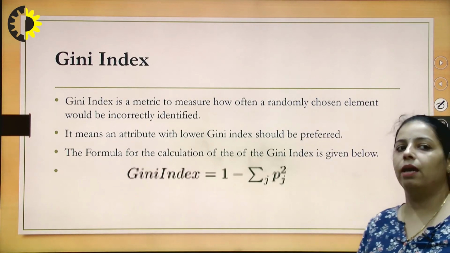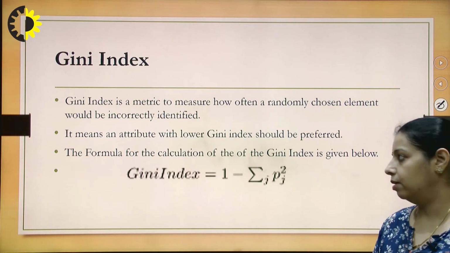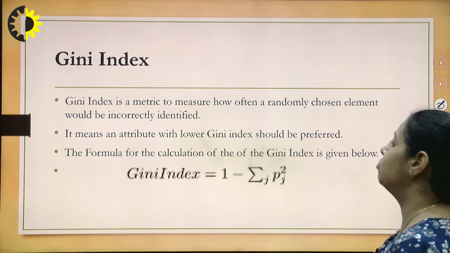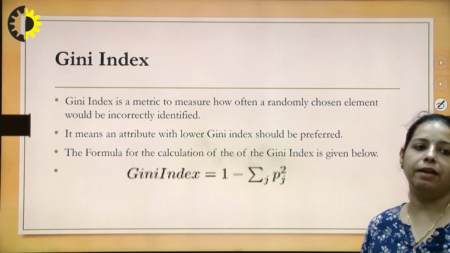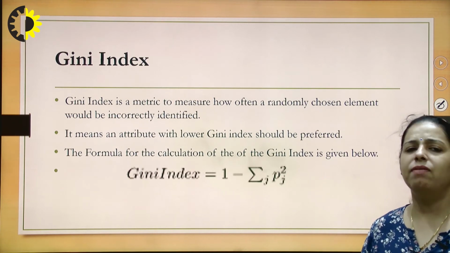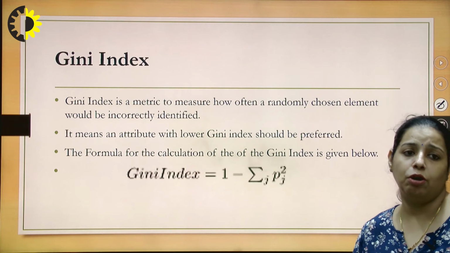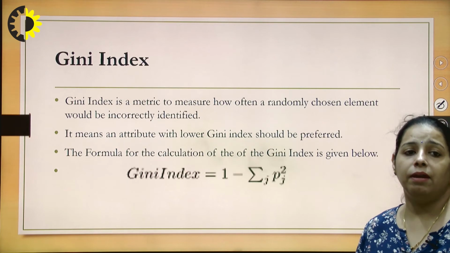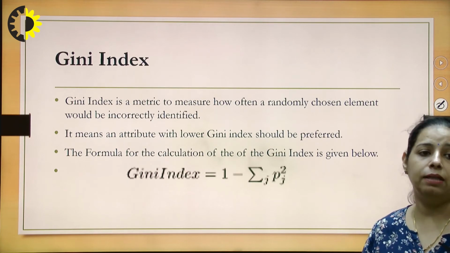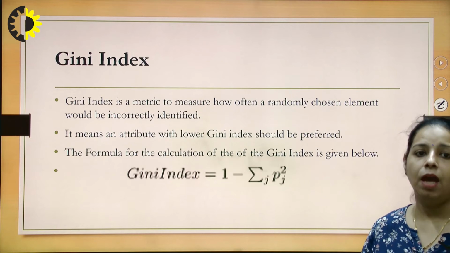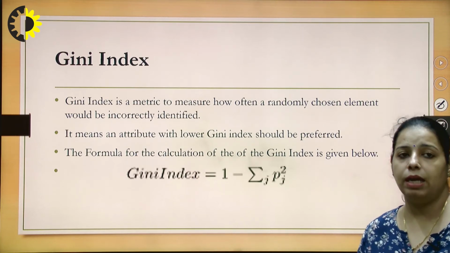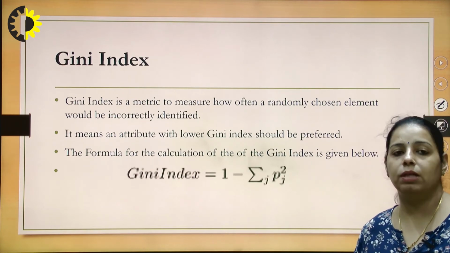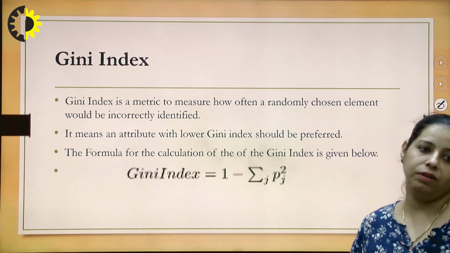Now we look into another form that is called the Gini Index. The Gini Index is again a type of metric which is used to measure how often a randomly chosen element would be incorrectly identified. Suppose we have a big database and certain elements are incorrectly identified. To measure this for elements chosen randomly from the whole database, the method is known as Gini Index. Those whose Gini Index is lower are preferred and taken at the root node, and those whose Gini Index is very high are taken at the bottom of the tree.